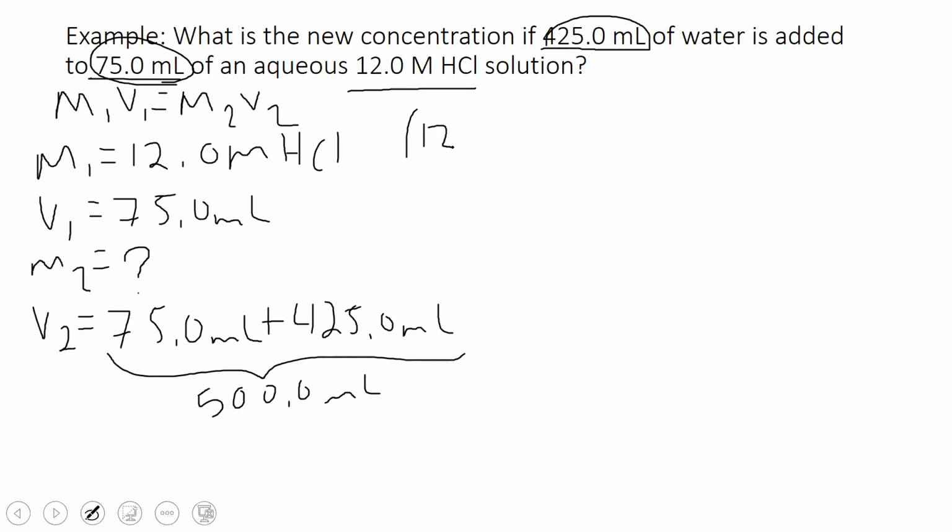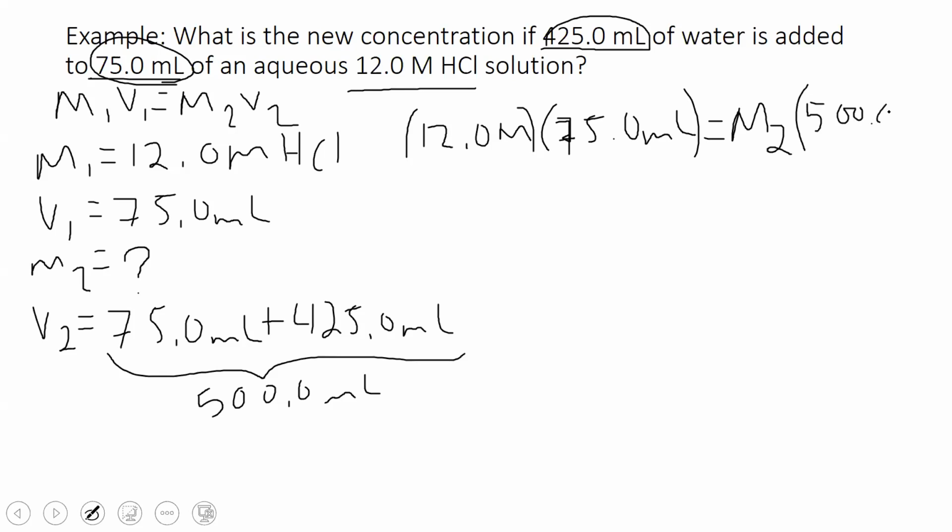And then you just plug them in. M1, so 12.0 molar. V1, 75.0 milliliters, is equal to M2 times V2, which is 500 milliliters. And then we just do our math. Divide by our 500 milliliters.